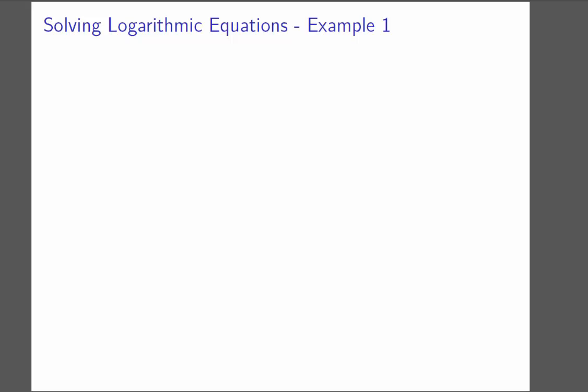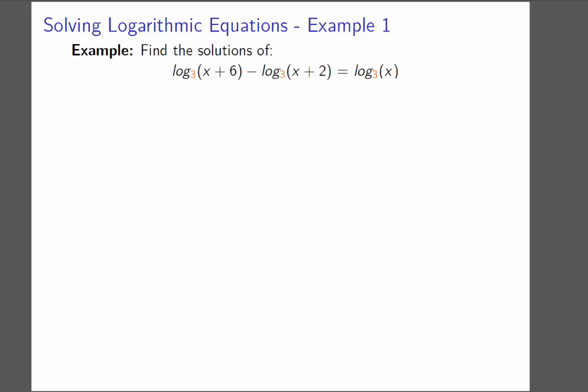In this example, we want to find solutions to the logarithmic equation log base 3 of (x plus 6) minus log base 3 of (x plus 2) equals log base 3 of x. To solve this equation, we will need to use our properties of the logarithm.